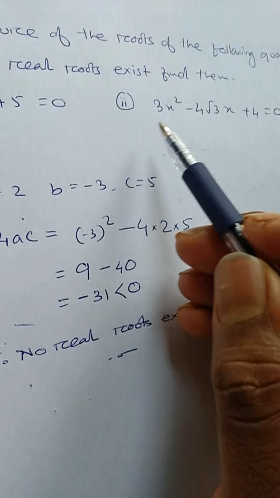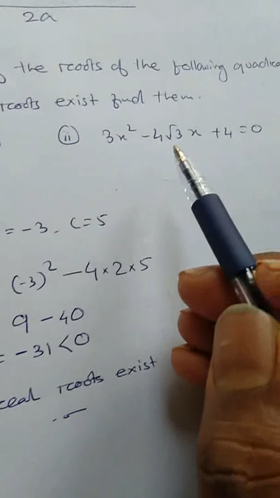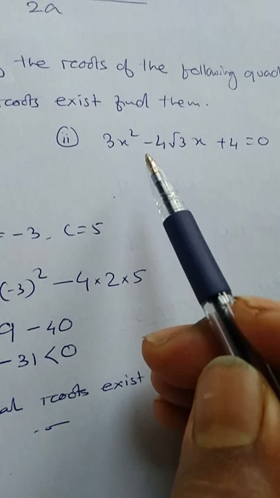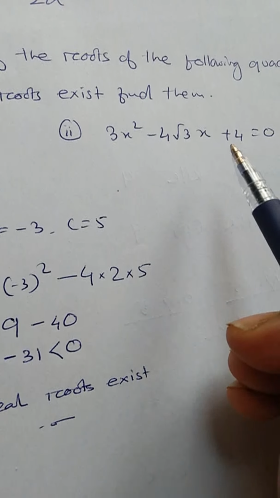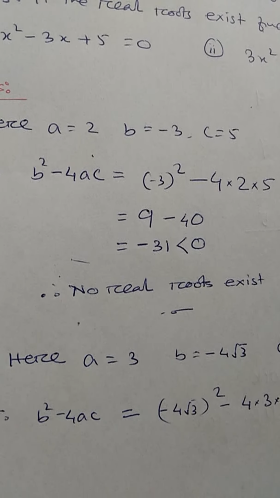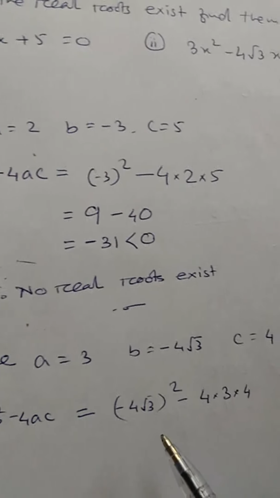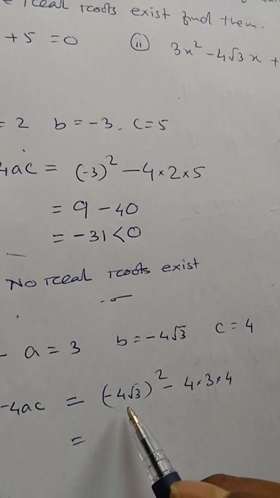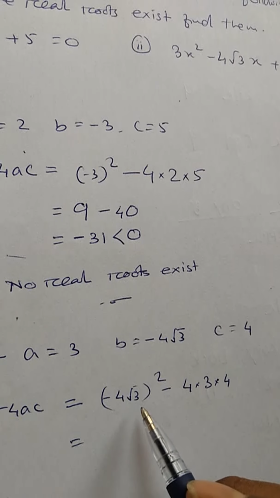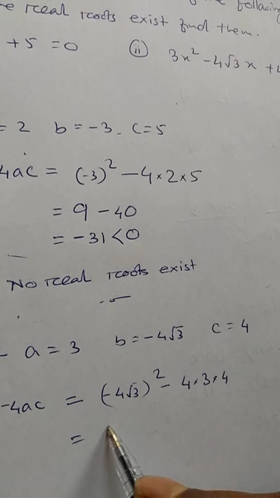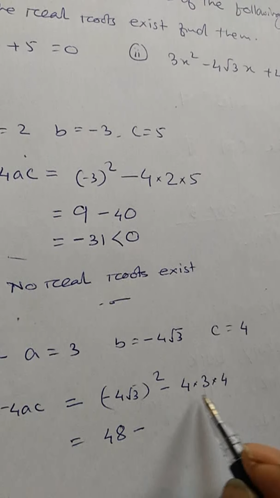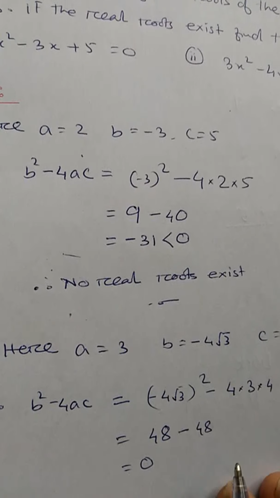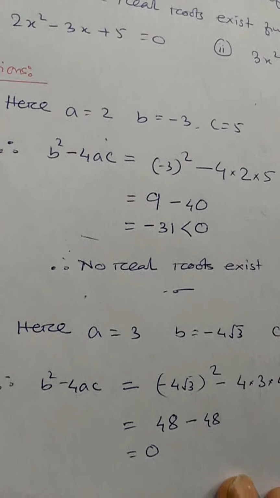In the second, it is given 3x square minus 4 root 3 x plus 4 equals 0. So here a is 3, b is minus 4 root 3, and c is plus 4. Putting all these values in the discriminant, we will get minus 4 root 3 square minus 4 into 3 into 4. Then minus 4 square is 16 and root 3 square is 3, so 16 times 3 is 48, minus 48 also. So it's 0. Now as b square minus 4ac is 0, the roots are real and equal.